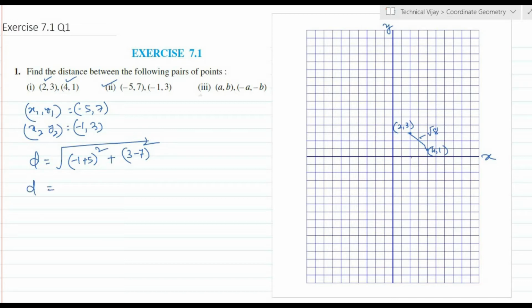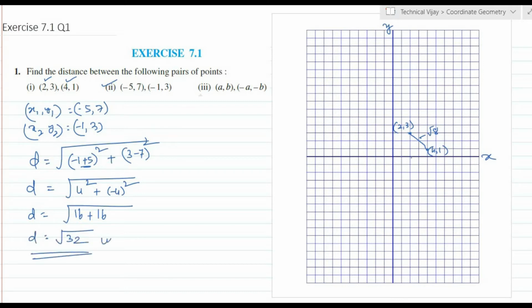So here d is equal to minus 1 plus 5, which means 4 squared, plus 3 minus 7, which means minus 4 squared. Okay, so d is equal to 16 plus 16, so d is equal to the square root of 32 units. Okay, so now we'll go for the third one.